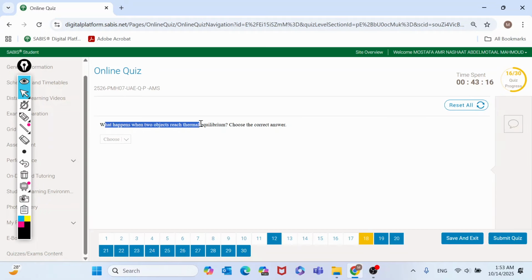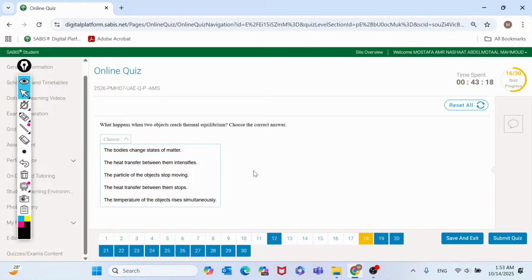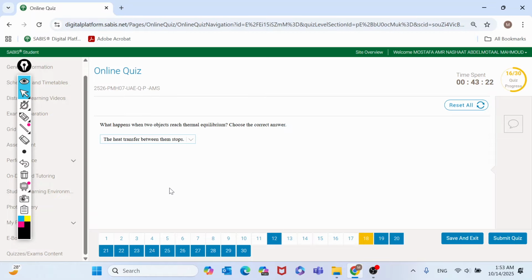What happens when two objects reach thermal equilibrium? They both have the same temperature. Heat transfer between the bodies stops because they both have the same temperature. If you have 10 degrees Celsius and 10 degrees Celsius, heat is not going to go from this object to this object. This one's not going to be 9 and 11. They're both just going to stay at 10 because they're at the same temperature, which means they have thermal equilibrium.